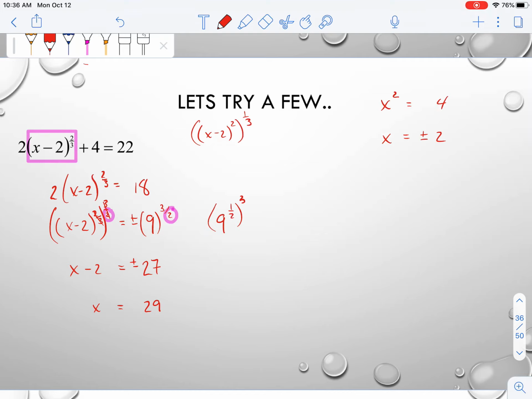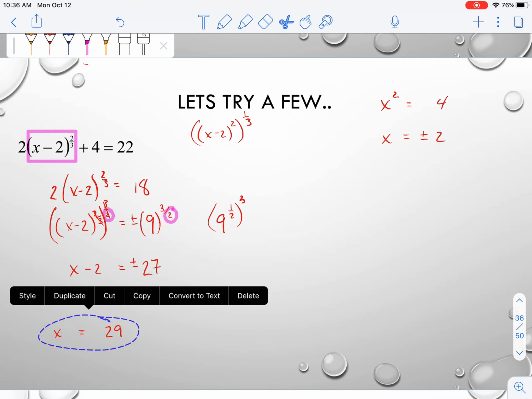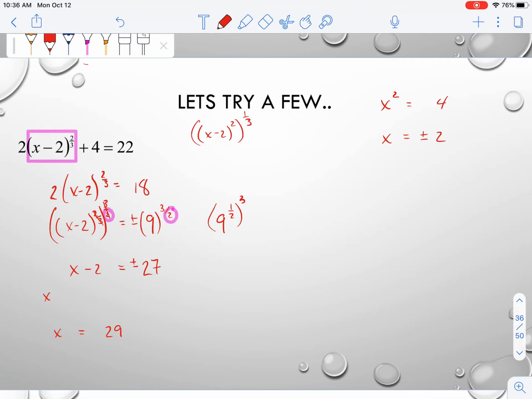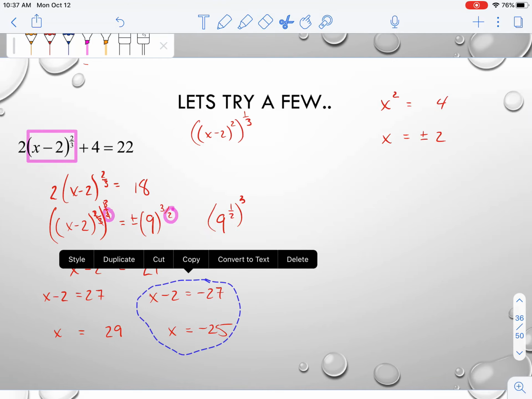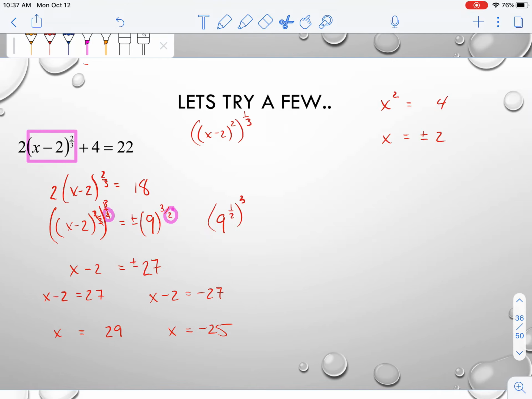So what I really need to do here is actually solve 2 cases. So let's get ourselves a little bit of room. So I actually have x minus 2 equals 27, which does solve and give me x equals 29. But I also have x minus 2 equals negative 27, and when I solve it, I get x equals negative 25. So I do have to put that plus or minus in here, and I do have to solve both of those individually.